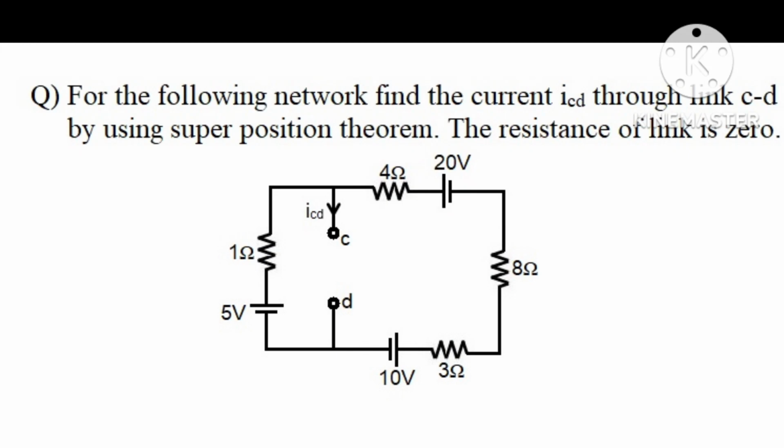Hello everyone, we are solving problems on the superposition theorem. In that, next question is, for the following network, find the current I through the link CD by using superposition theorem. The resistance of link is 0.